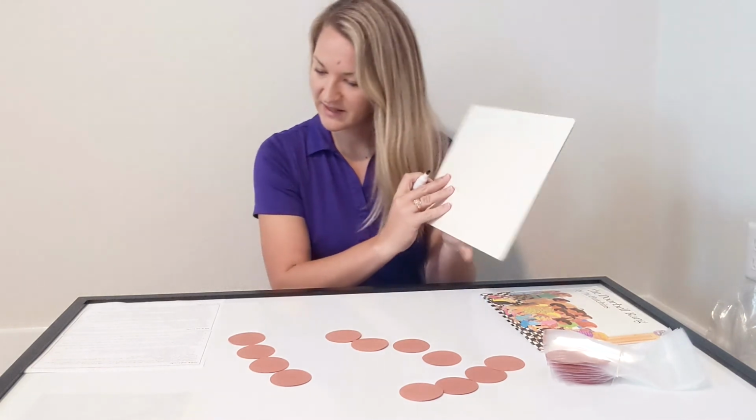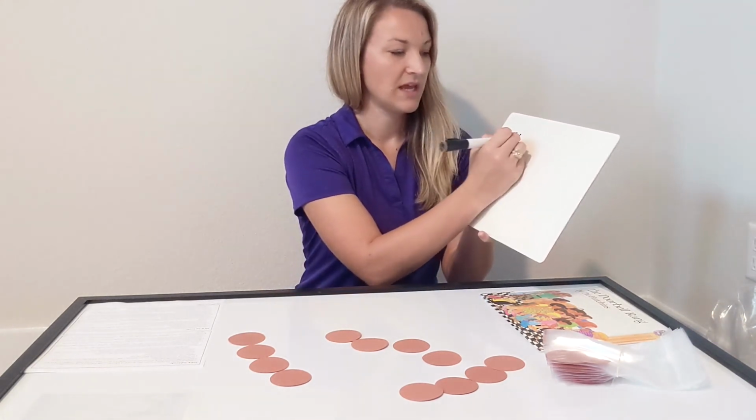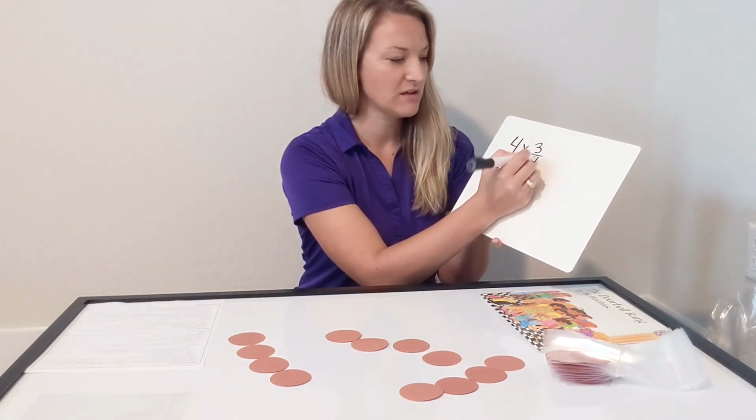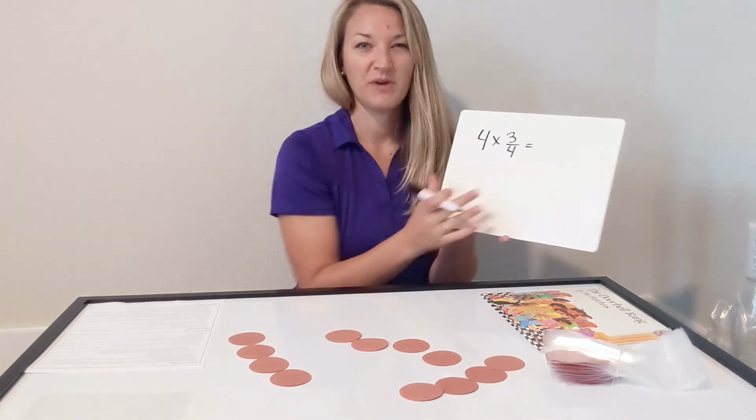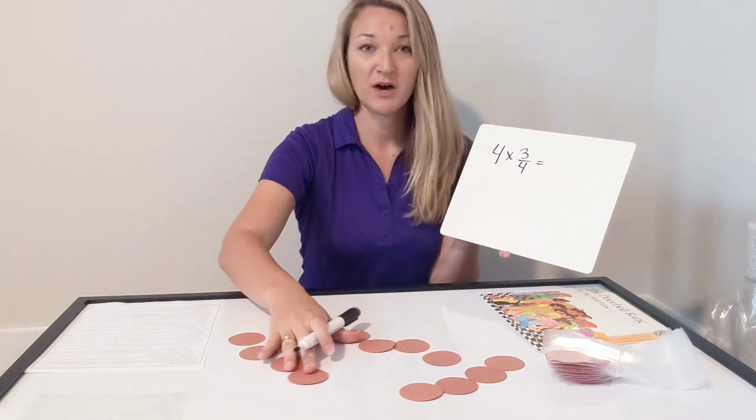So we may say, let's see, I have 4 people and I want each one to have 3/4 of a cookie. So then I need to figure out how many cookies I'll need in order to make that happen. So the students can try to model it with their cookies.